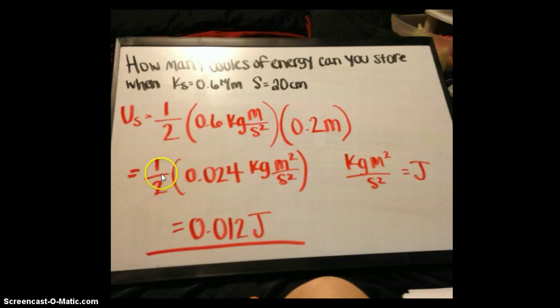You take this number and you multiply it by a half, and you come up with 0.0112 joules. You get joules because kilograms meters squared per second squared is joules, and by multiplying the Ks, which is the spring stiffness, by the spring length stretched, you multiply meters together, which you get meters squared, which comes down here to meters squared on the top, which leads to the joules.